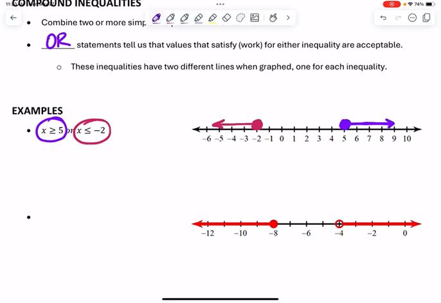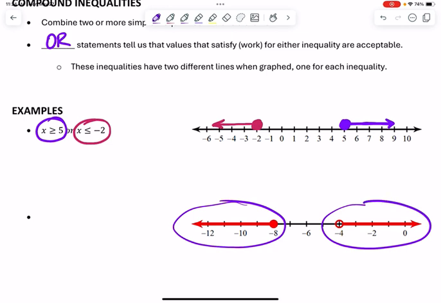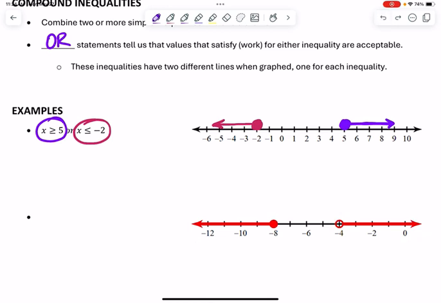Which means going from graph back to inequality is also quite simple because I could figure out the inequality that represents this. I could figure out the inequality that represents that. And I can write or in between. So that is what we're going to do. I'd like you to try it on your own and then we will do it together in just a minute. So pause the video.